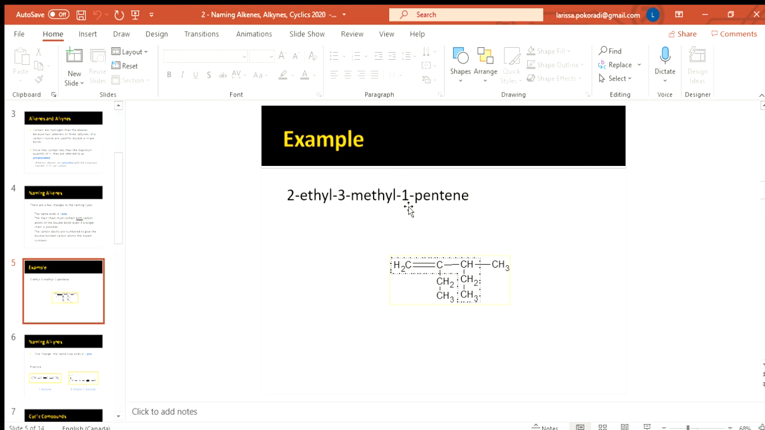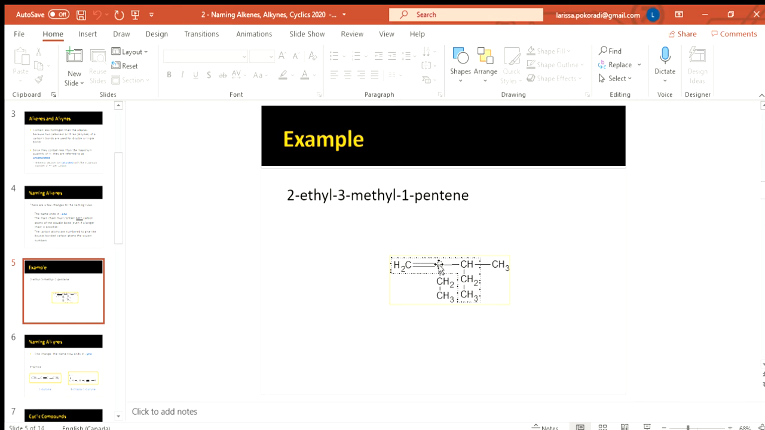We always put the number of the lower carbon in the double bond. So obviously carbon 1 and carbon 2 are participating in this double bond. We only need one number though. So we'll say the lower of the two numbers. The double bond starts at carbon 1.